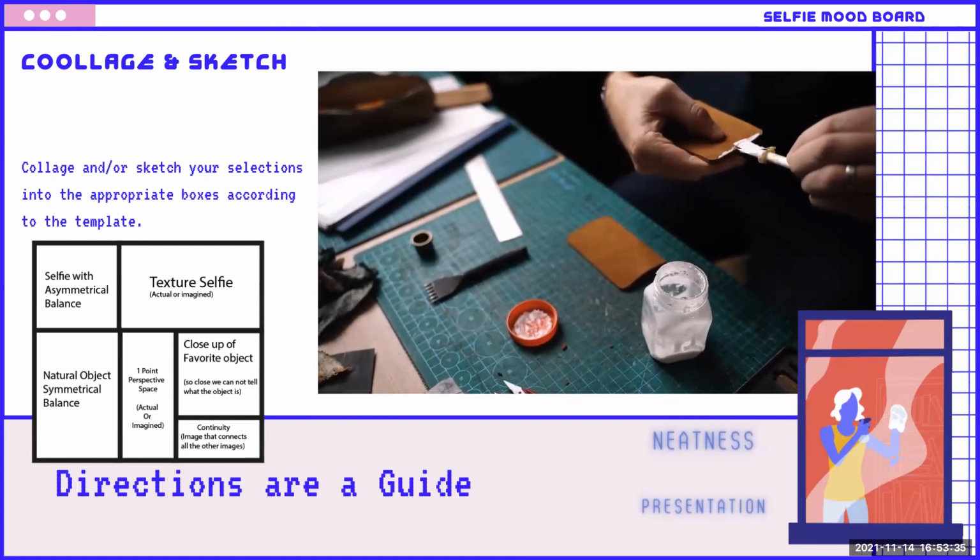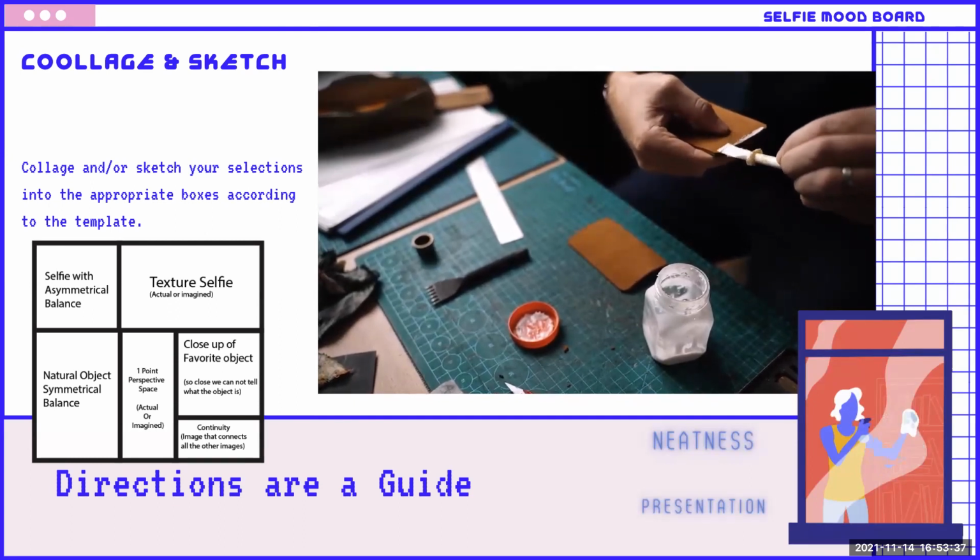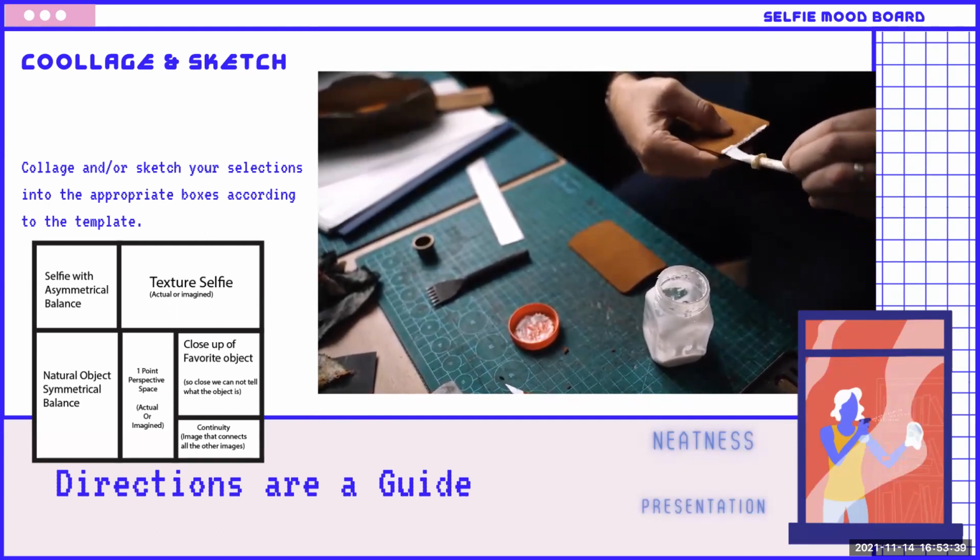Once you've done those 3 steps, you're going to collage, it is cool to collage. You're going to collage or sketch your selections in the appropriate boxes according to the template. So the selfie with asymmetrical balance, the textured selfie, the natural object with symmetrical balance, your 1-point perspective, your close-up favorite object, and the continuity image that connects it all. And you can draw this one or paint it, digital or analog.